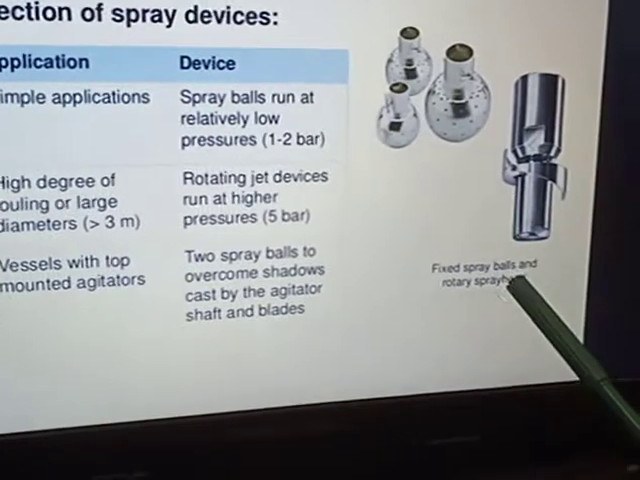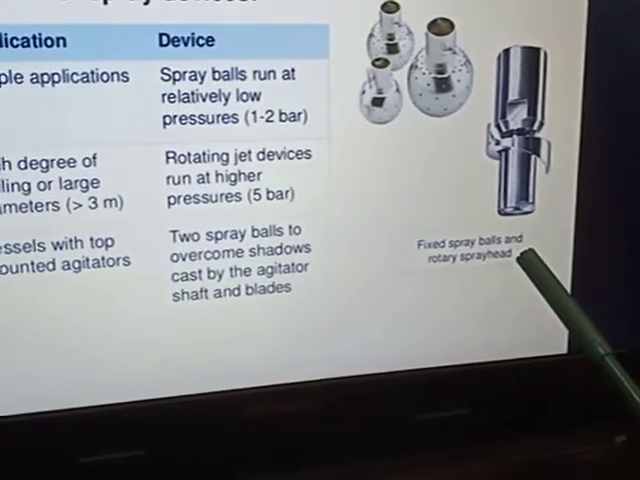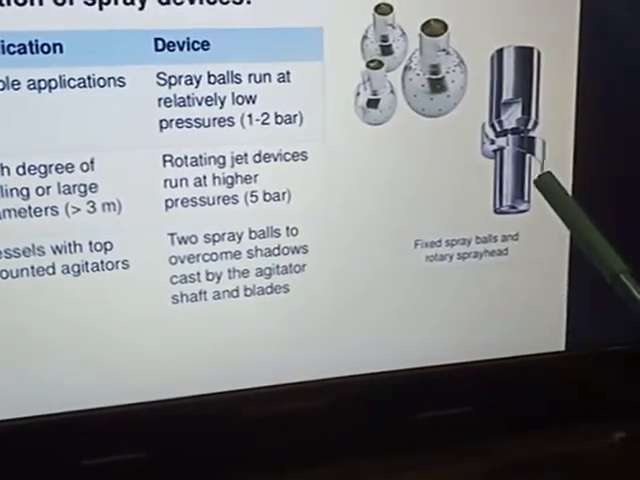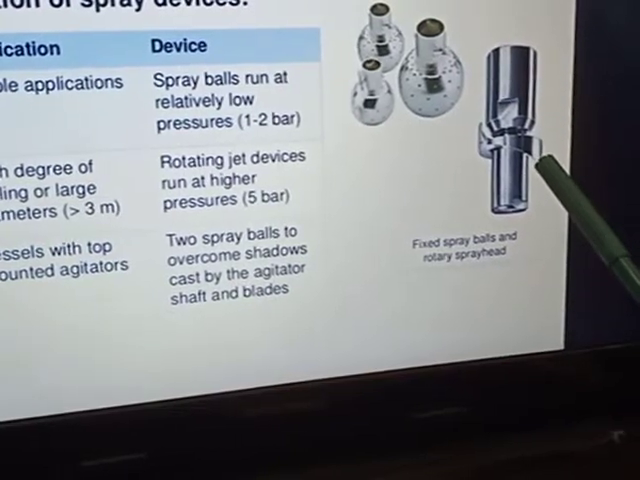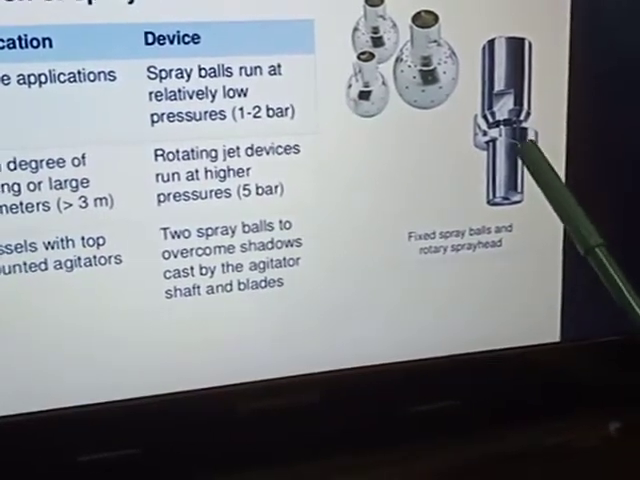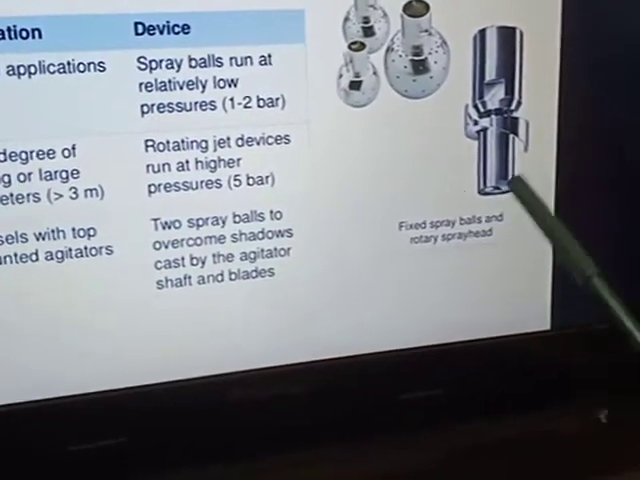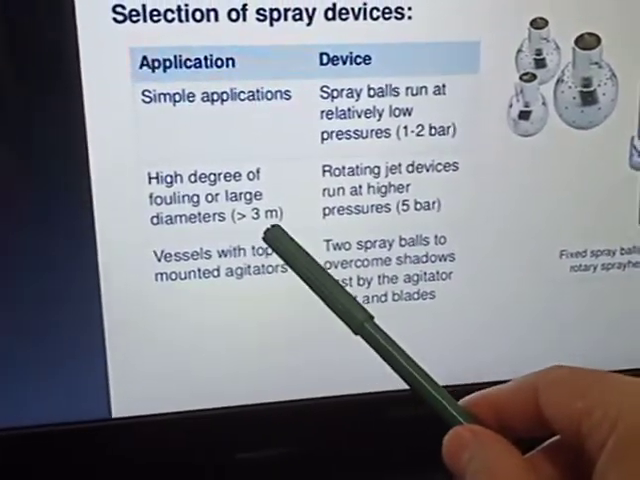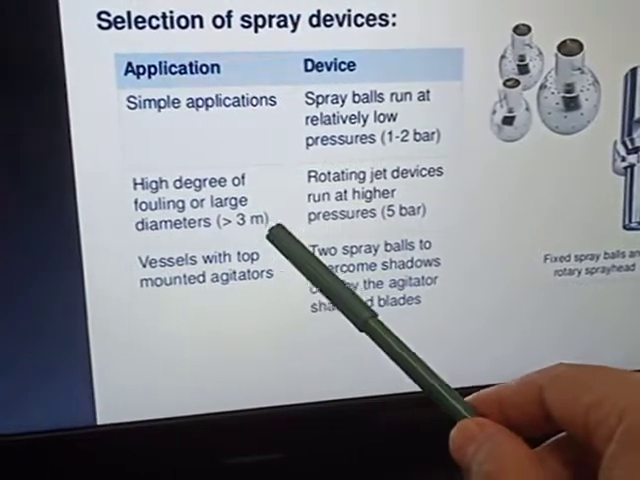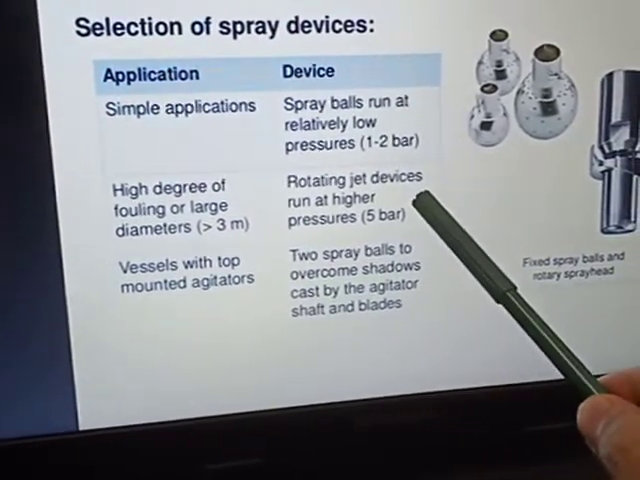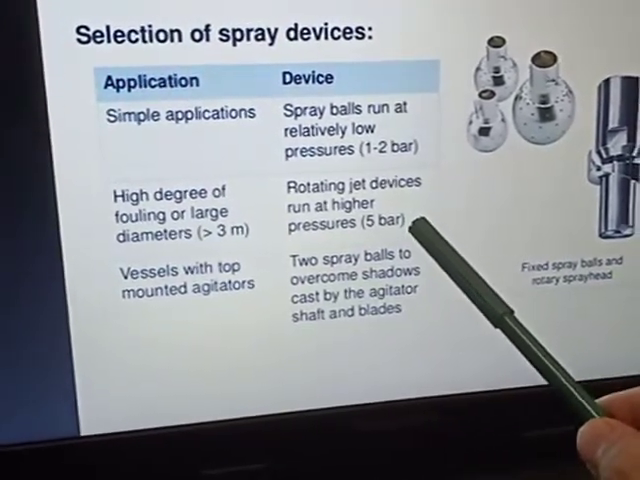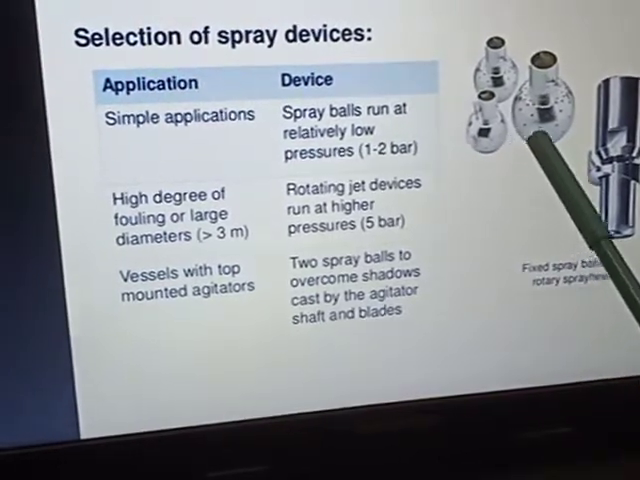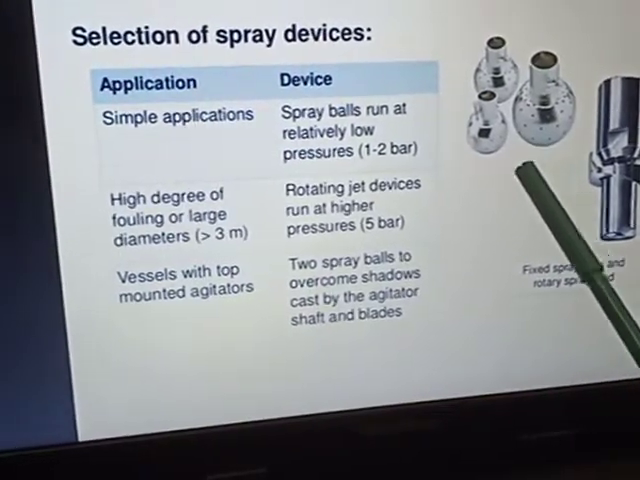Okay, this is a fixed spray ball and rotary spray head. You have a spray ball and then you have a rotary spray head. This will be rotated. For high degree of fouling or large diameter of more than 3 meters, you're going to use rotating jet devices run at higher pressure of 5 bar. You cannot use spray ball.